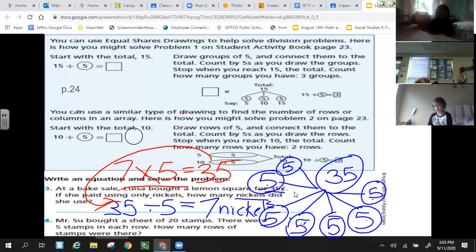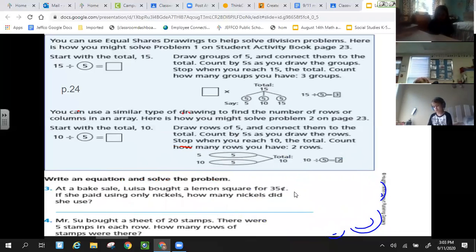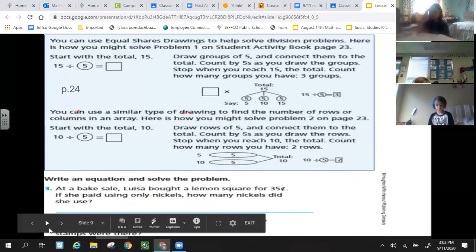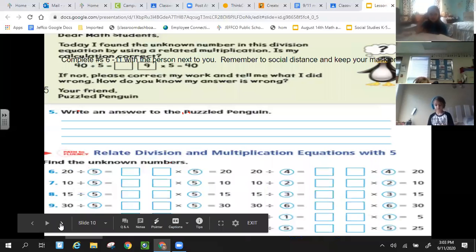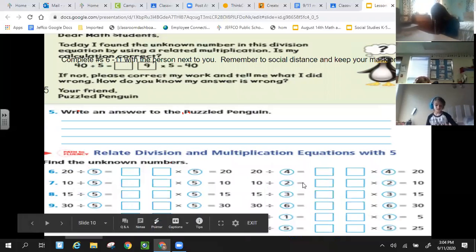So here's what we're going to do. We're going to look at a puzzle penguin together. Then I'm going to have you do some work on your own, and maybe you make social distance and have a little conversation if you need to with the person next to you. So let's do the puzzle penguin together. Then I'm going to see if you can do these on your own.